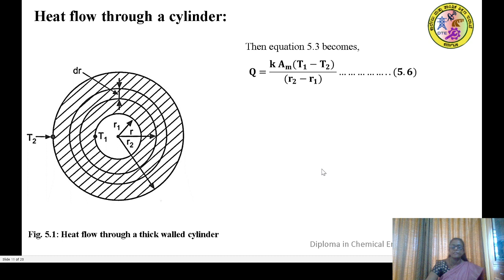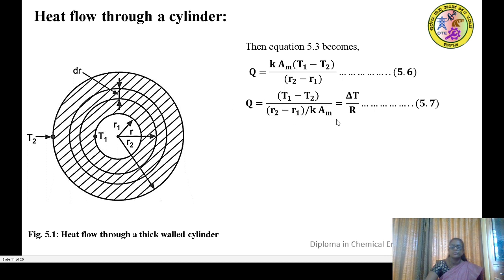So now the final equation has been arrived at, and it is Q equals KAM T1 minus T2 divided by R2 minus R1. So this is your equation number 5.6. So further, you can write the equation as Q equals T1 minus T2 divided by R2 minus R1 by KAM.